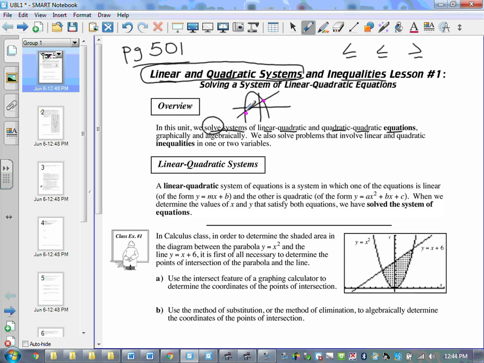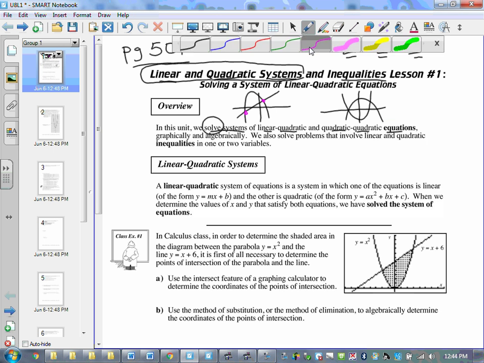So we're going to look at linear quadratic systems. And in lesson 2, one example. The process is still the same. We're going to look at quadratic, so 2 quadratics. Maybe we've got a smiley quadratic meets an unhappy quadratic. And again, our solutions would be where they intersect.